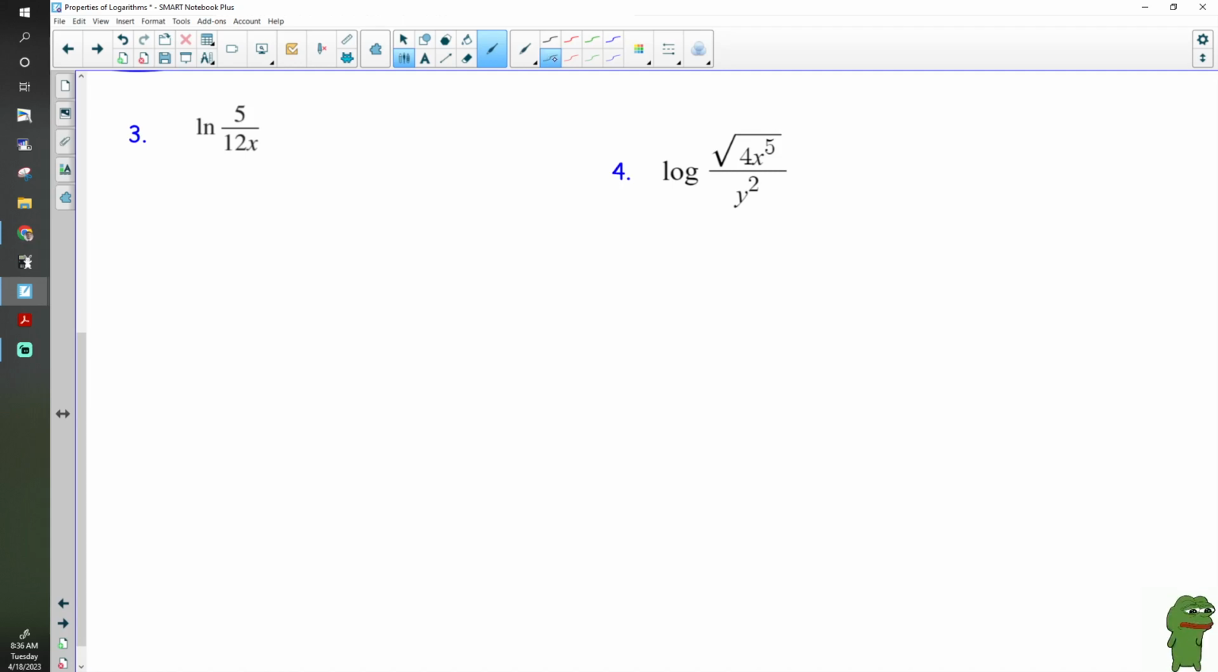I like to always start with the quotient rule. When 2 things are being divided on the inside, we rewrite it as 2 logs, in this case 2 ln's being subtracted. So I'm going to get the ln of the top term minus, because it's division, the ln of the bottom. Done. I mean, I'm done with that property, but we definitely have another one.